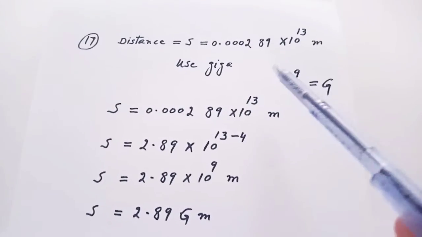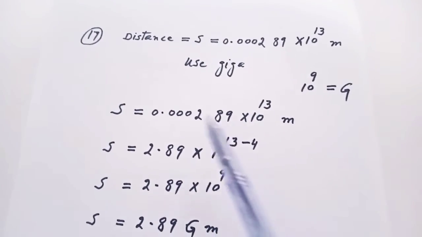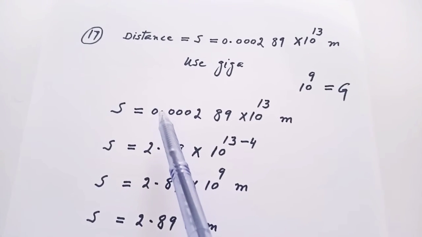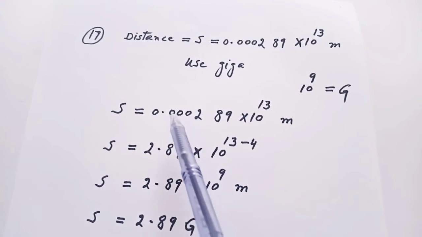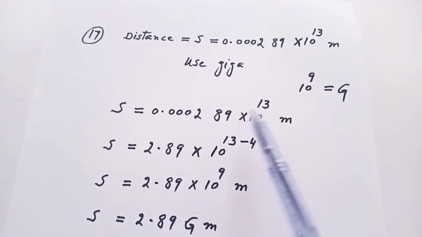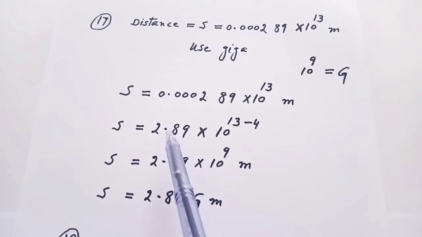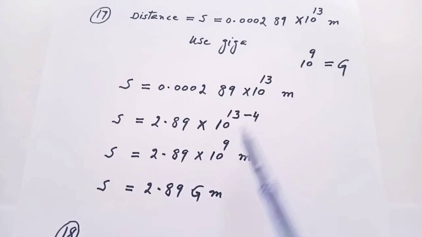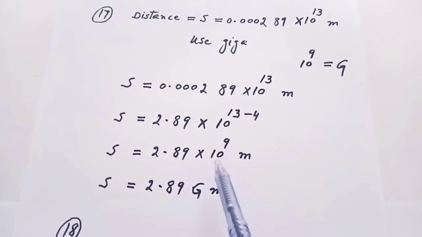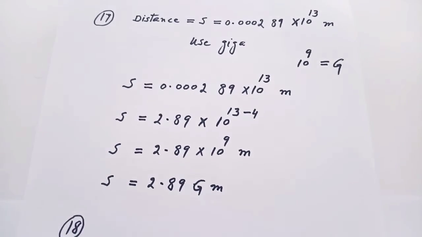Here again we have the distance in meter. Use giga. So 10 power 9 is giga. Here we shift the point through 4 digits. When we shift the point in this direction, the power will decrease by 4. So the point is shifted here. The power has decreased by 4, from 13 to 9, and 10 power 9 is giga. So here we use giga, G is the prefix.